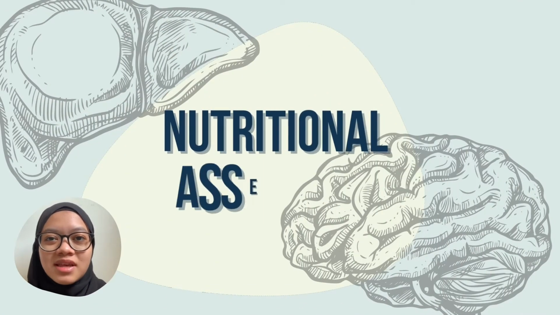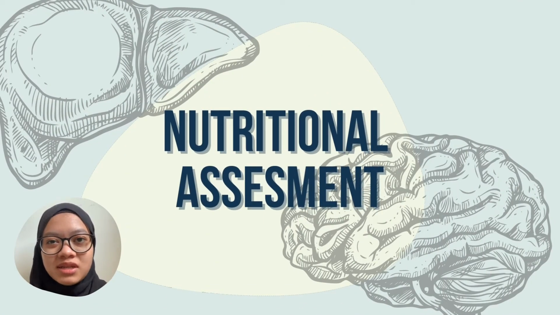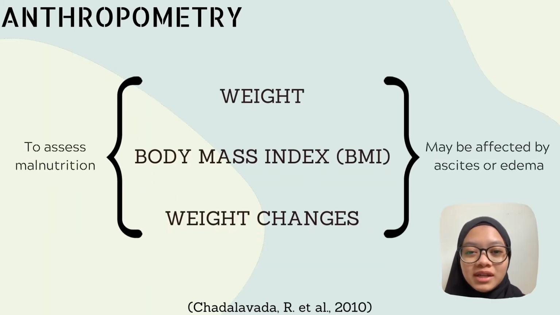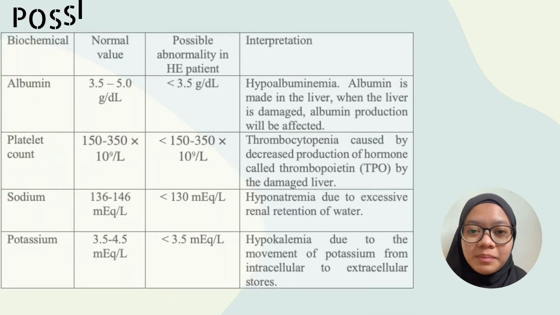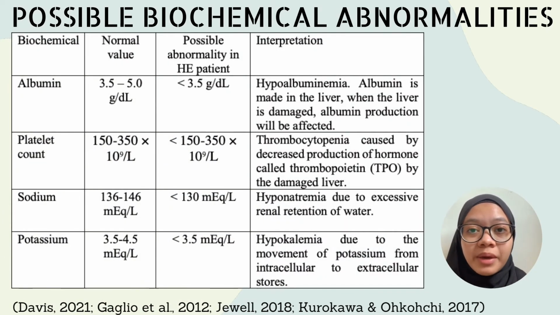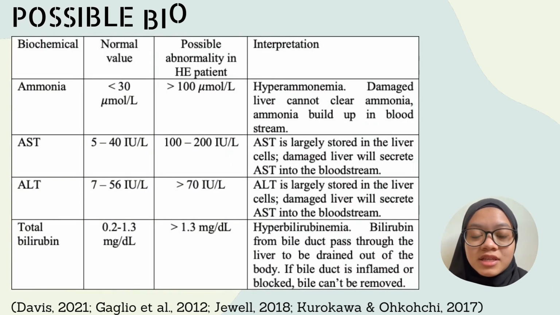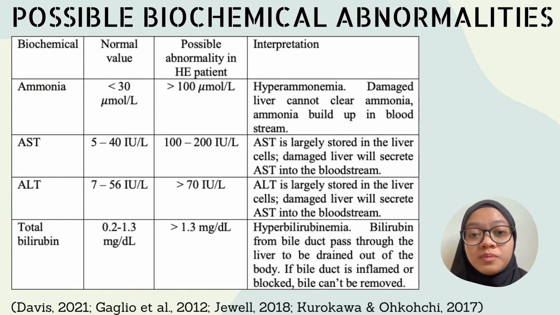Next is the nutrition assessment usually performed on HE patients. For anthropometry, usually these three parameters, which are weight, weight changes, and BMI, are used to assess malnutrition, since malnutrition is common in hepatobiliary disease. However, these three outcomes may be affected by ascites or edema. Hepatic encephalopathy may cause certain biochemical abnormalities such as hypoalbuminemia, thrombocytopenia, hyponatremia, and hypokalemia. This disease may also increase certain biochemical values which may cause hyperammonemia, high levels of AST and ALT, and hyperbilirubinemia.